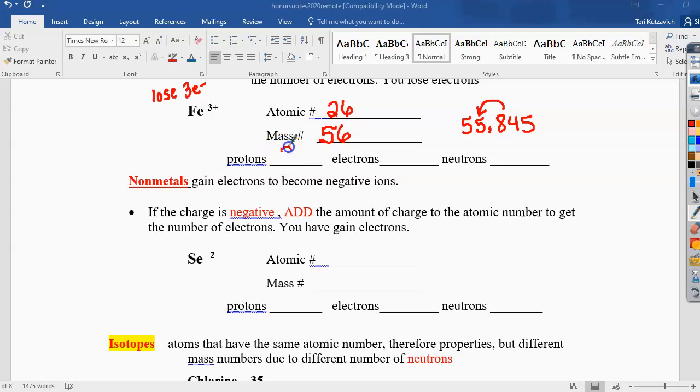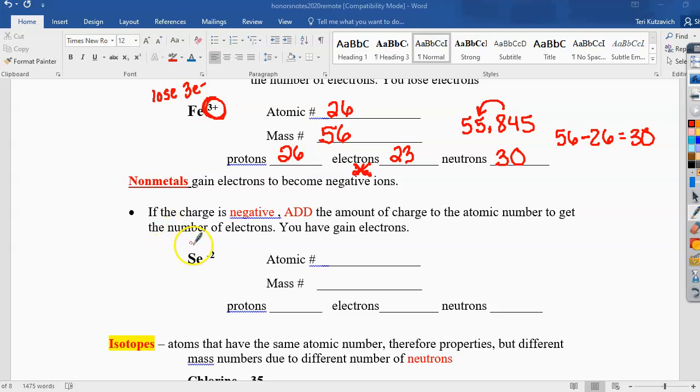The protons is equal to the atomic number, which is 26. For a neutral atom, you would think you have 26 electrons, but we're not neutral. You see this positive 3. So you don't have 26 electrons, you only have 23 because you lost 3. And the neutrons would be 56 minus 26 is 30.